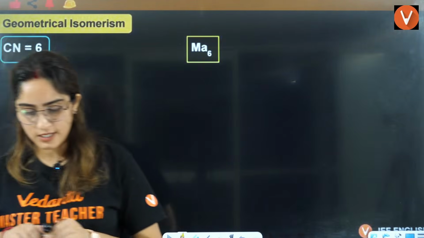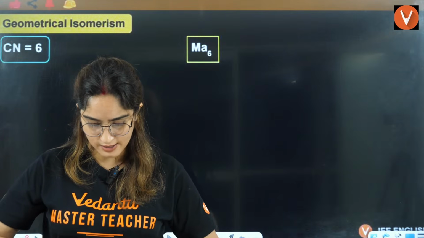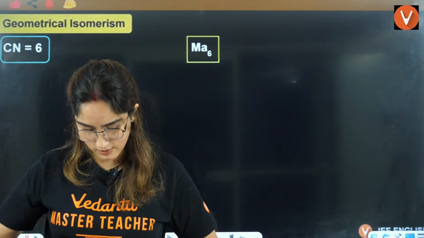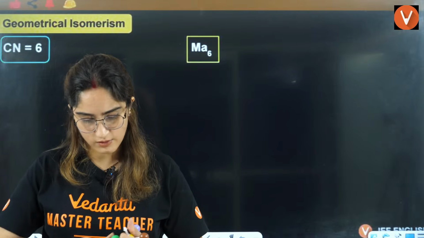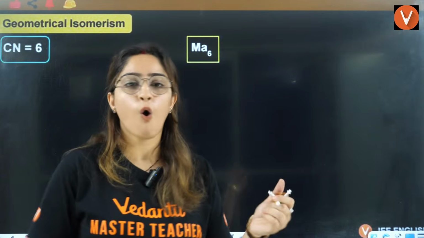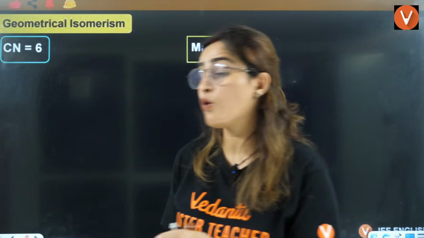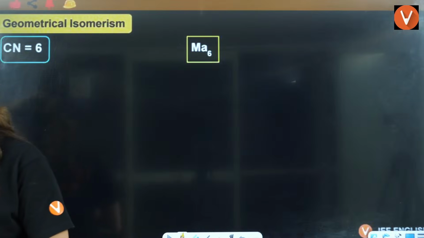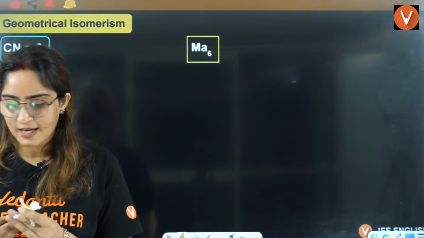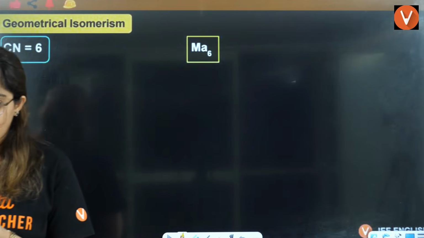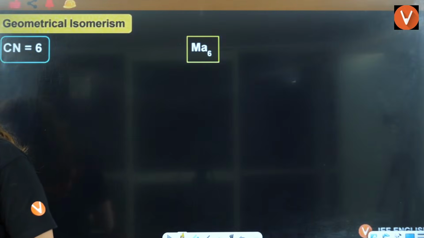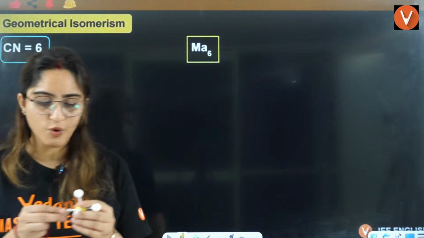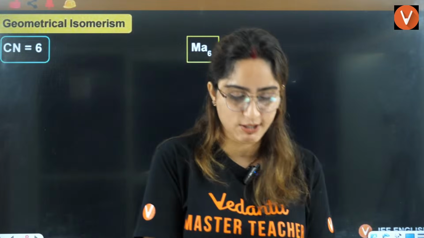That means you will have all the 6 same. Now, how many of you can tell me just by imagining this, that you have all of them as same, is there any possibility of cis and trans? Students, if all of them are same, there is no possibility of cis and trans.